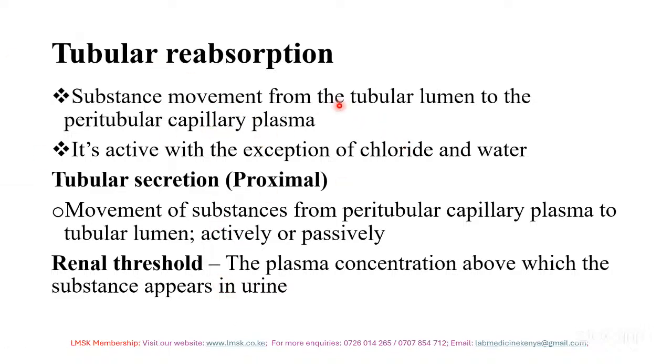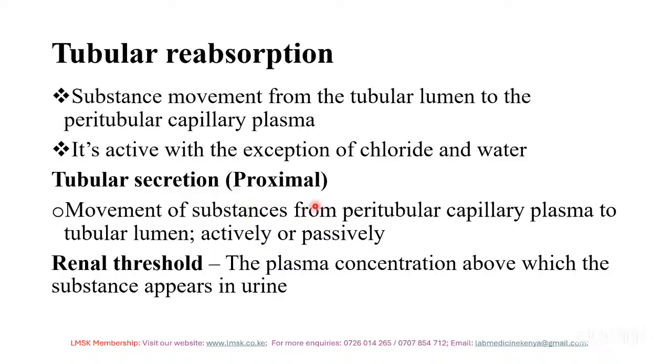Now we know that substance movement from the tubular lumen to the peritubular capillaries happens through differences in concentration gradients, and it is either active or passive. And active involves the use of ATP or energy against the concentration gradients, with the exception of chloride and water, which happen passively during the sodium exchange. When sodium is being pumped in and out of the capillaries, then these happen alongside, like they're carried along through those particular exchanges.